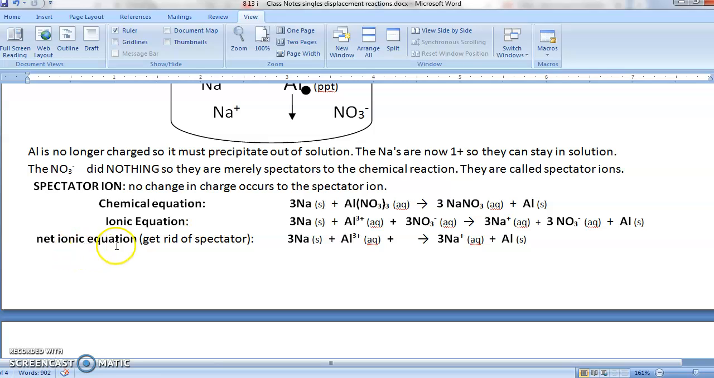To complete the net ionic equation, all we do is get rid of the spectator ion. In this equation right here, the 3 nitrate ions are there. They're 1 minus. The 3 nitrate ions are still 1 minus on the product side. We just cancel them out. So the overall change is we started with 3 sodiums with no charge and 1 aluminum with a 3 plus charge. And when we're finished, we have 3 sodiums with the 1 plus charge, and we have the aluminum no longer charged. It's back to neutral.